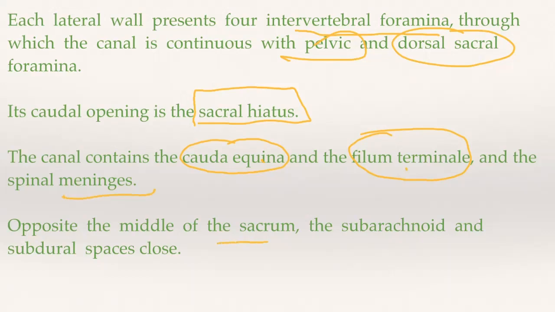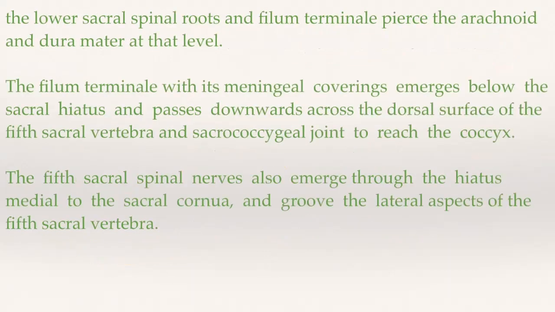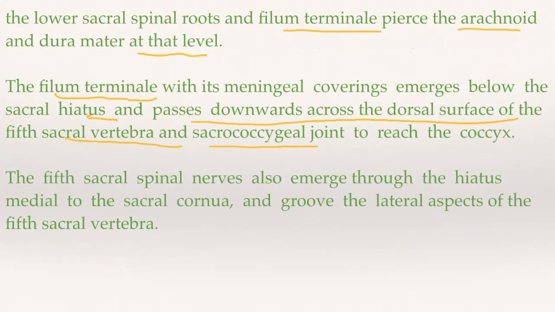Opposite the middle of the sacrum, the subarachnoid and subdural spaces close. At the middle of the sacrum, you will see that. The lower sacral spinal roots and filum terminale pierce the arachnoid and dura at that level. The filum terminale with its meningeal coverings emerges below the sacral hiatus and passes downwards across the dorsal surface of the fifth sacral vertebra and the sacrococcygeal joint to reach the coccyx. The fifth sacral spinal nerves also emerge through the hiatus, medial to the sacral cornua, and groove the lateral aspect of the fifth sacral vertebra.